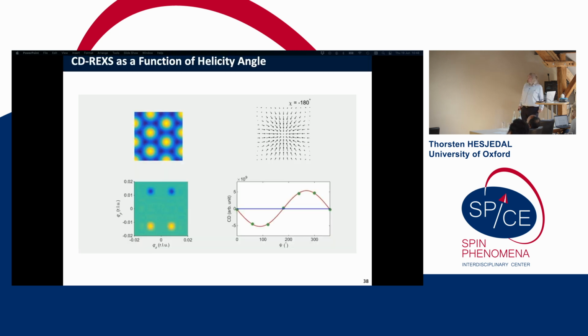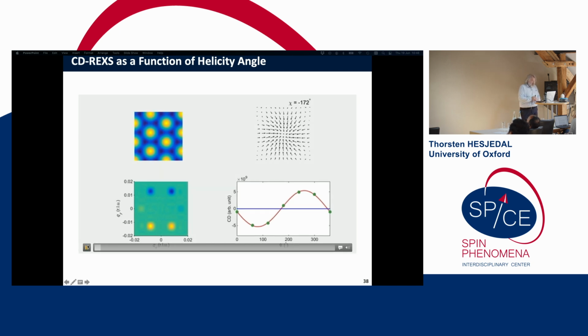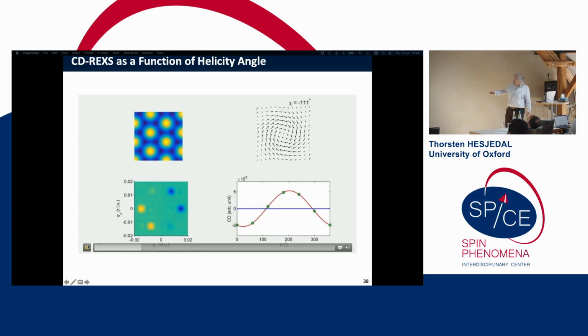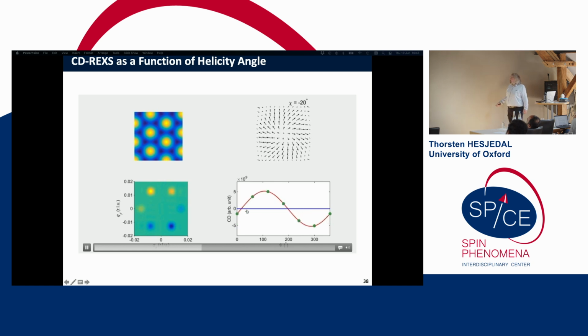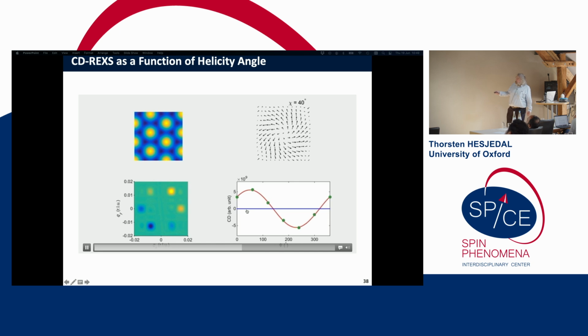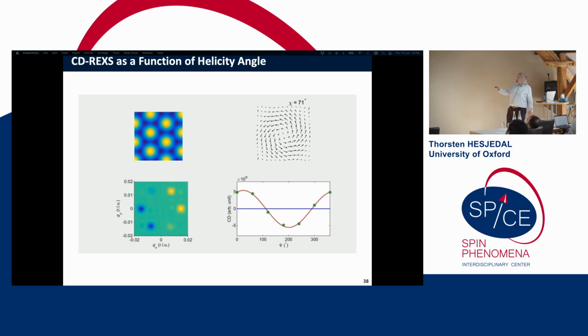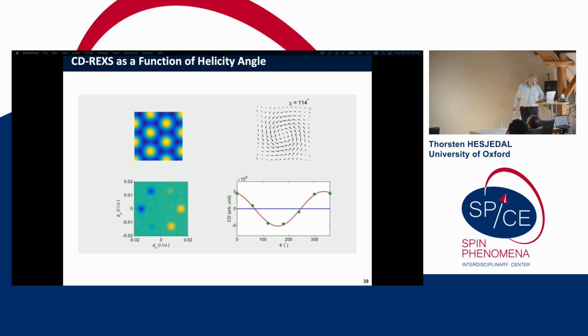Okay, so let's look now at CD Rex again as a function of the helicity angle. I think I have to start it by hand. You can see that as a function of that, if we look at this plot of the dichroic intensity around the ring, then the helicity angle can be read off the zeros in this ICD curve.